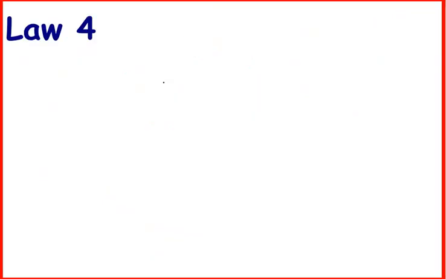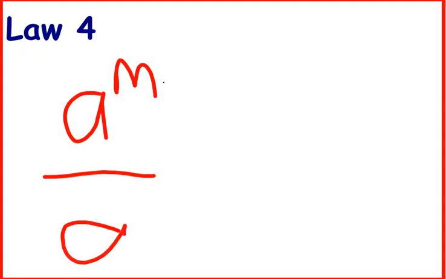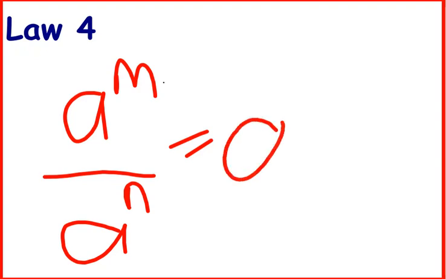Now we have a look at our fourth law. Our fourth law has to do with dividing powers of the same base. So this is how our rule is written: a to the power of m divided by a to the power of n. What do we do when we have the same base? We say a to the power of m minus n.